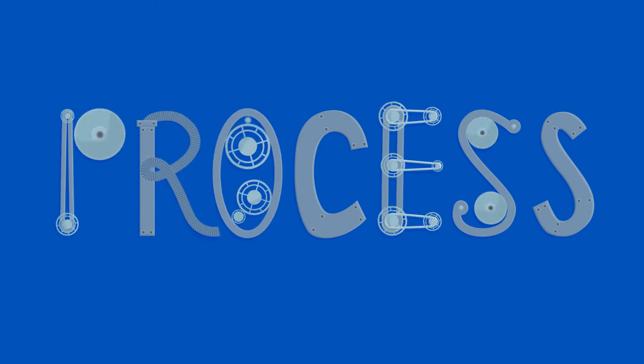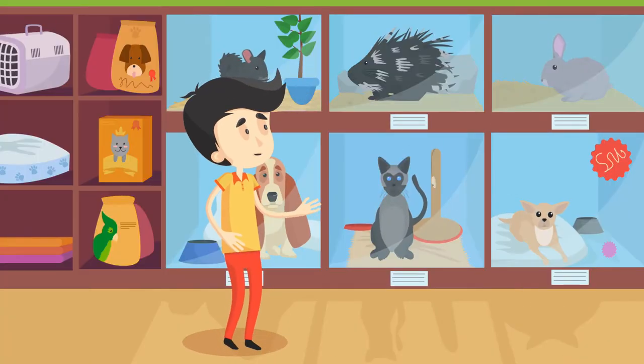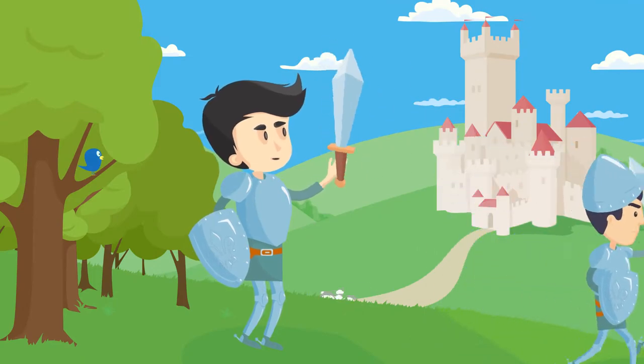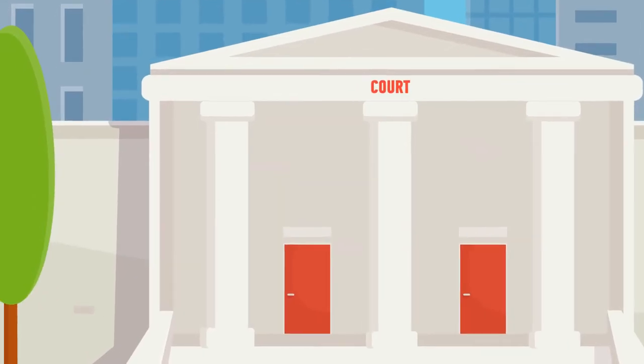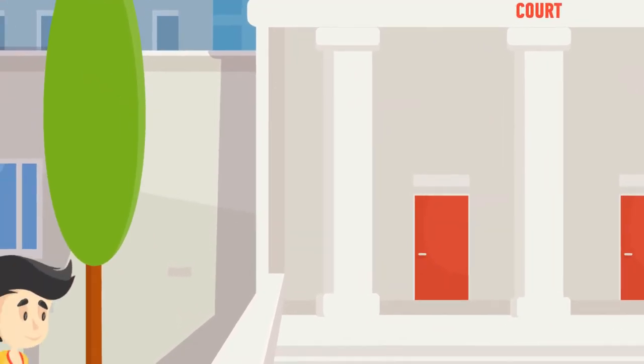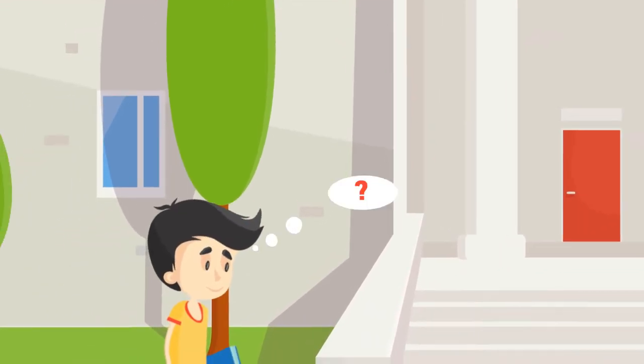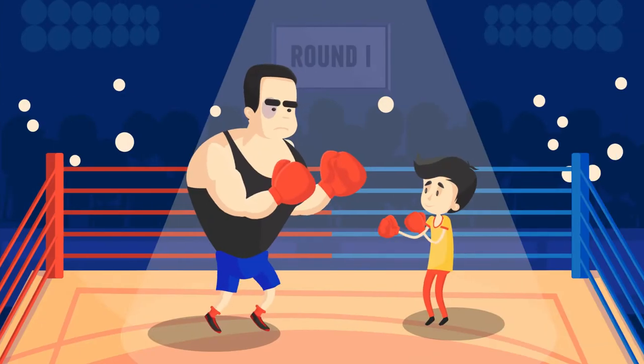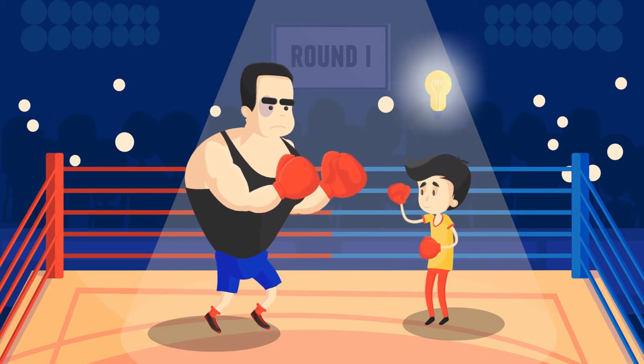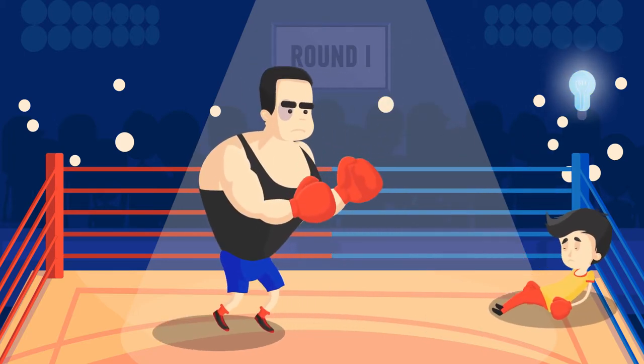Everything is a process. Losing weight, buying a pet, besieging a castle. A civil court case is no exception. And it's important to know what these processes are before heading into the courtroom. Because knowing is half the battle. The other half is, well, the battle itself.